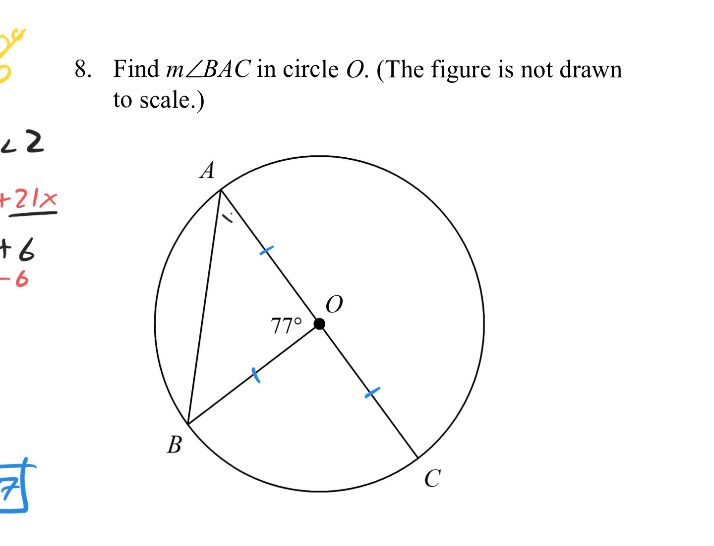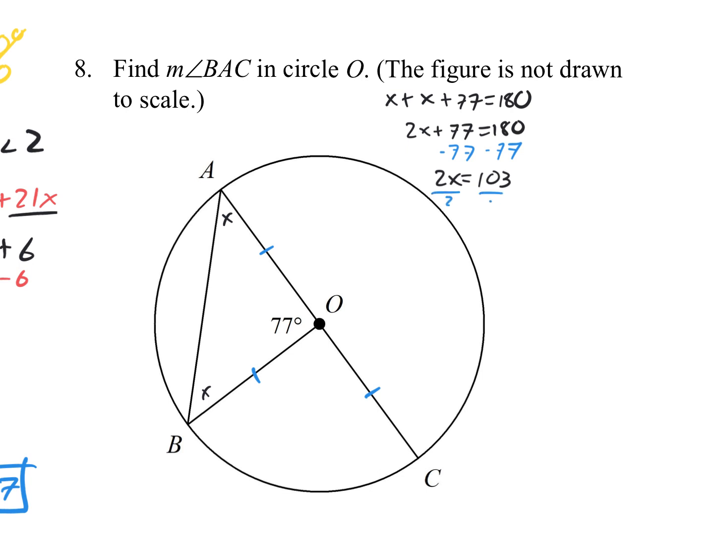So I could basically do this. If I was to put an x here and an x here, couldn't we say that 2x plus 77 equals 180? So again, these two angles are going to have to share the difference. So what I do is I just subtract 77 from both sides, and I end up with 2x equaling 103.